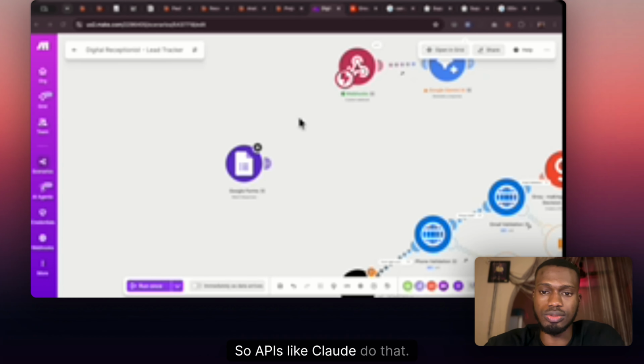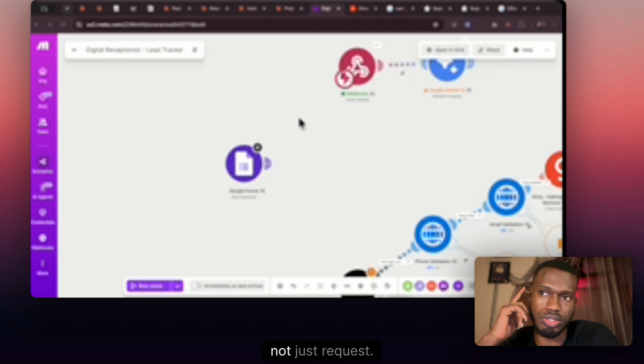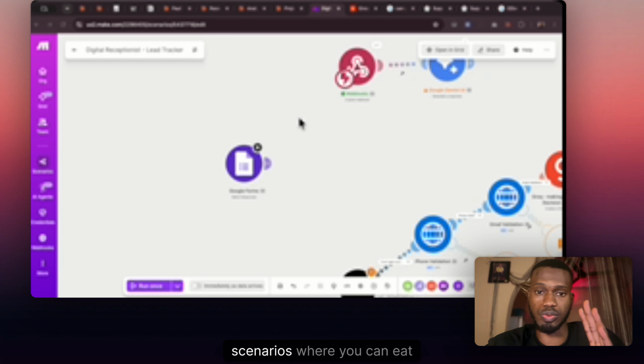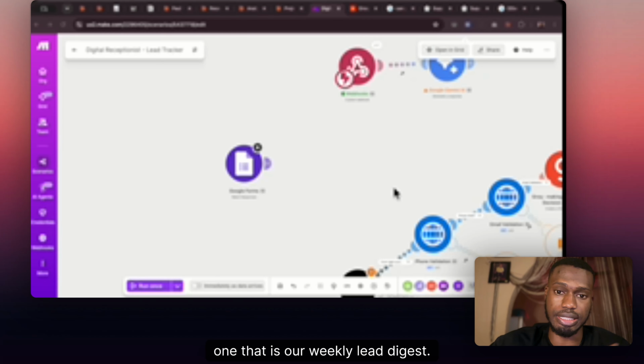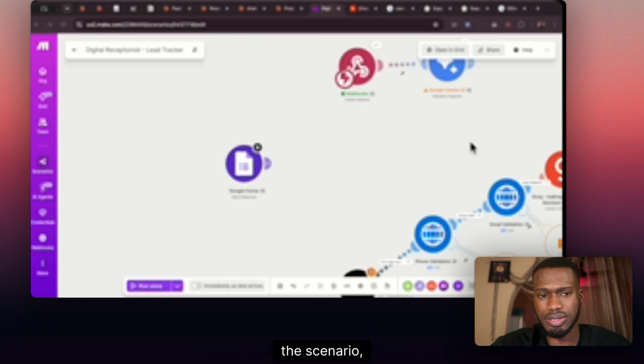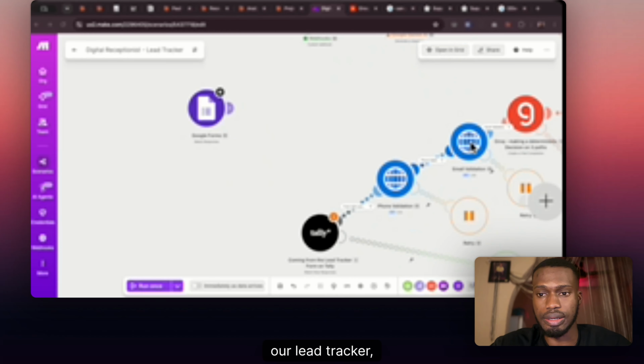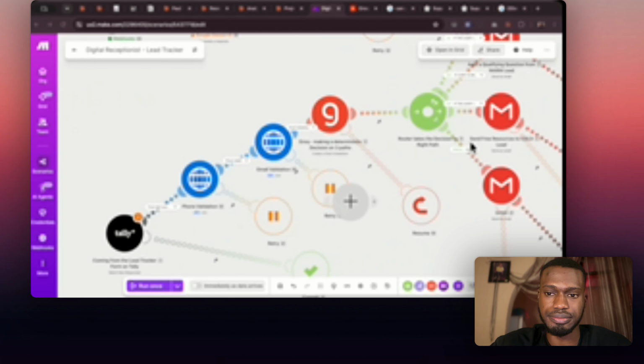So APIs like Claude do that. They count per token, not just requests. Anyway, these are the scenarios where you can hit rate limits. The one we built, I remember, is our weekly lead digest. The scenario I'm in currently is actually our lead tracker, right? It's actually our lead tracker.